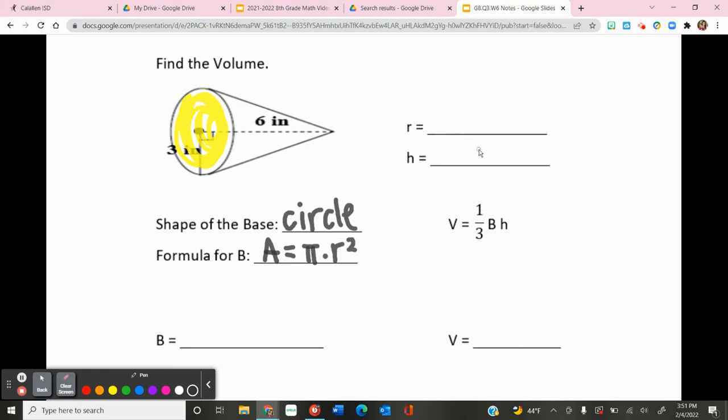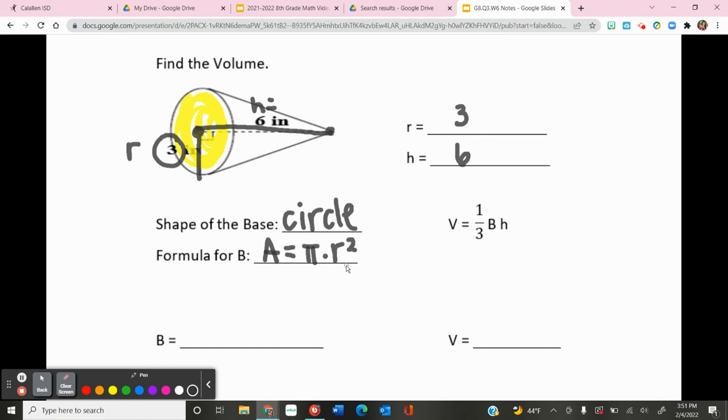So first, let's list our dimensions. First we need to see, do they give us the radius? Well, here on this cone, I see that this line only goes halfway. So 3 is going to be the radius of my cone. Now the height of my cone is going to be from the peak of my cone to the center of my base. So here my height is going to equal 6.